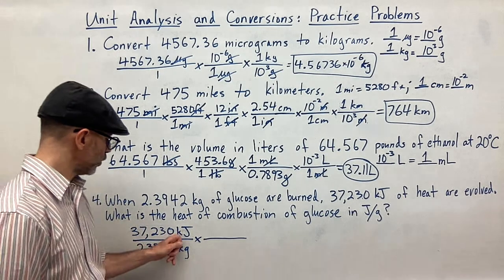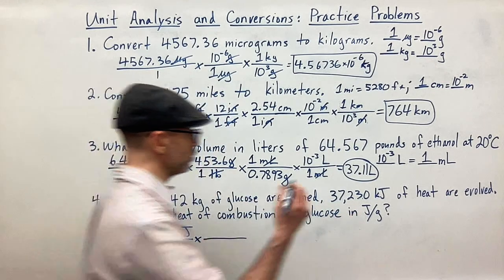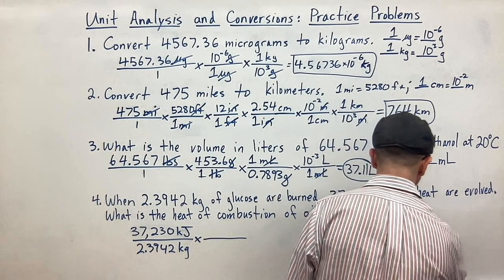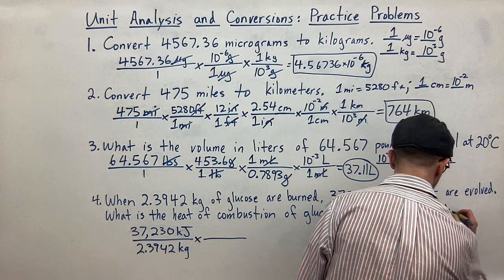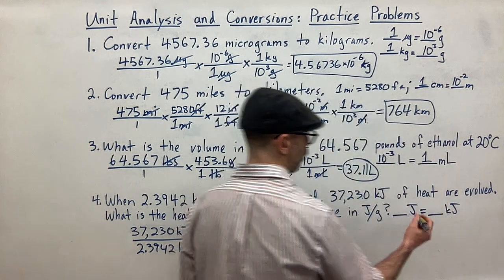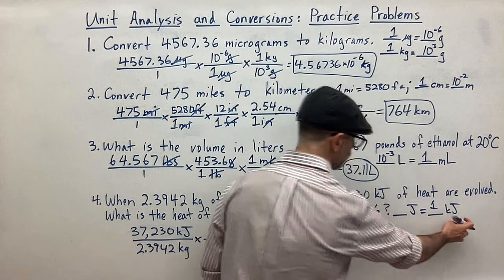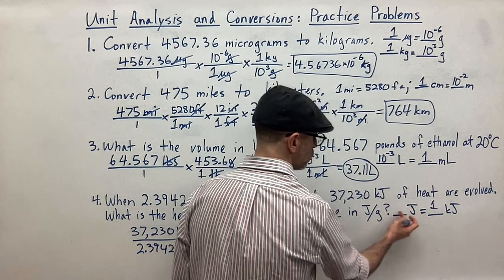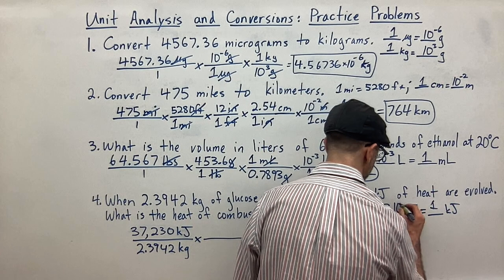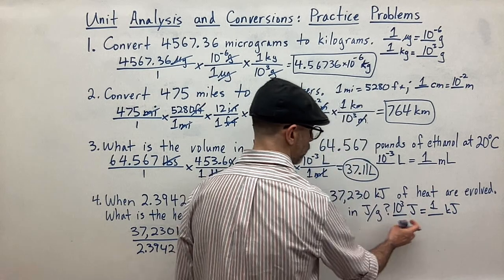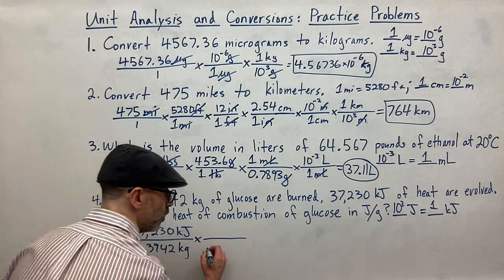So here I have kilojoules and I want joules. So what's the relation between joules and kilojoules? I have joules is equal to some number of kilojoules. I always put the 1 with the prefix, so 1 kilojoule, and then the prefix multiplier goes with the base unit. Kilo is again 1,000 or 10 to the 3. So 10 to the 3 joules is equal to 1 kilojoule. So I'm going to use that to convert.